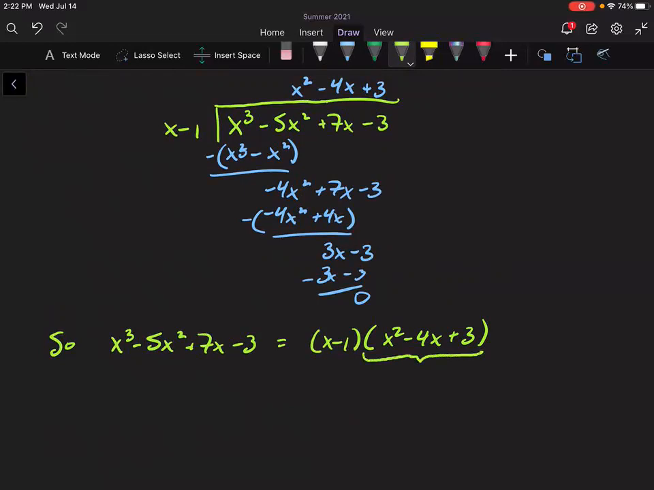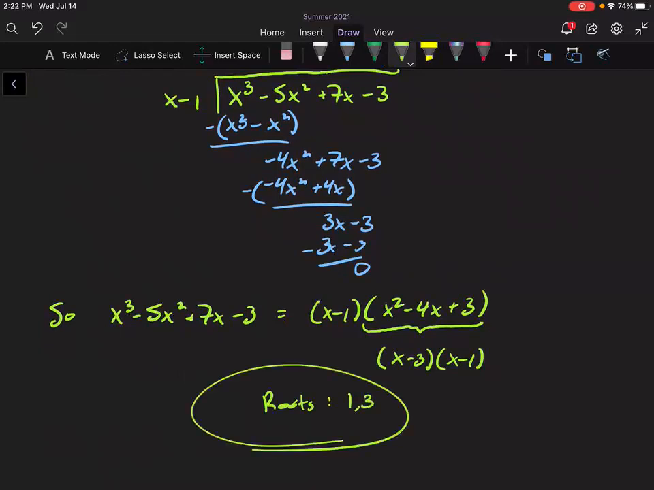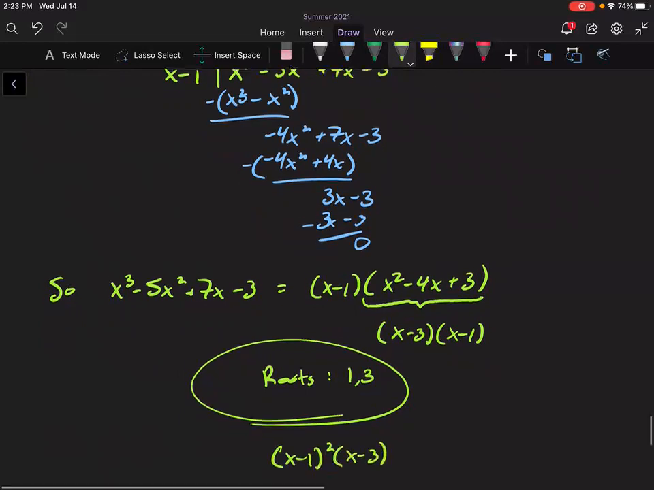And now, go out on your own and factor this quadratic, but it shouldn't be too tough to see that it's x minus 3, x minus 1. And so our roots are just 1 and 3. All right. And now that we also have the polynomial written as x minus 1 squared, x minus 3, we could also go through and graph it if we wanted to, but we're not going to.